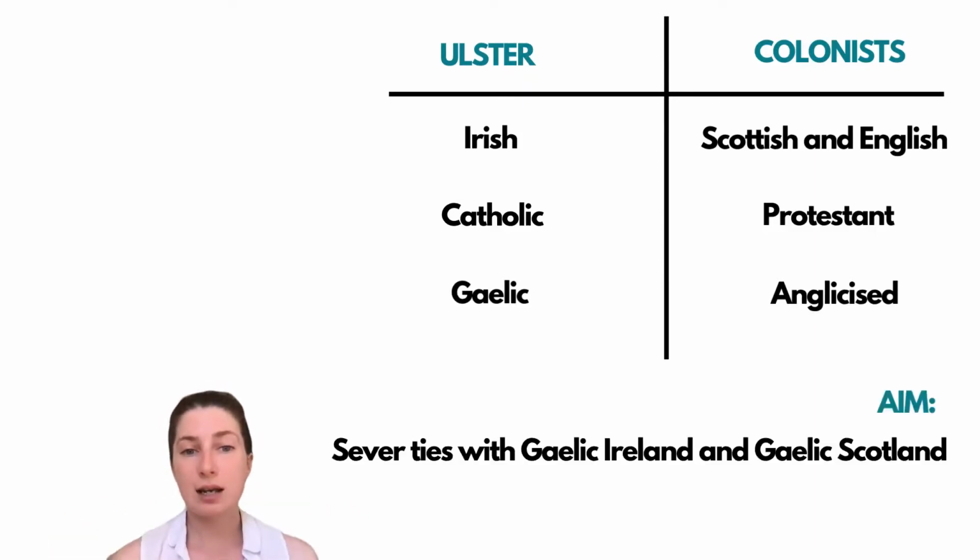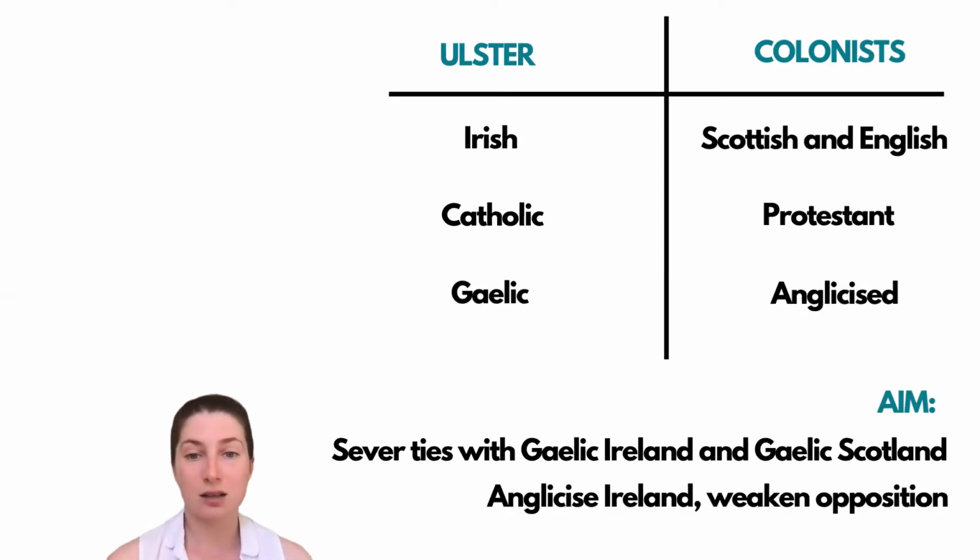This really showed Ireland that the aim of the plantations was to sever ties with Gaelic Ireland and Gaelic Scotland, to anglicise Ireland, to weaken opposition, and really to bring Ireland under the control of the English crown, to colonise Ireland, to dominate Ireland, and to bring them under the supremacy of the English throne and the English empire as such.